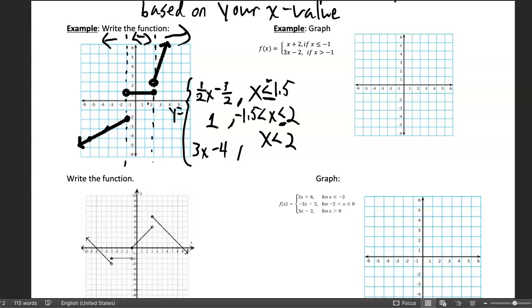Actually, we'll do this on your calculator. So we have 1/2 x minus 3/2 for x is less than or equal to 1.5. We have 1 in between where x is 1.5 and x is 2. And then we have 3x minus 4 for x greater than 2. Now, you can actually do that on your calculator. So let's put this into our calculator and see whether it comes out the same.